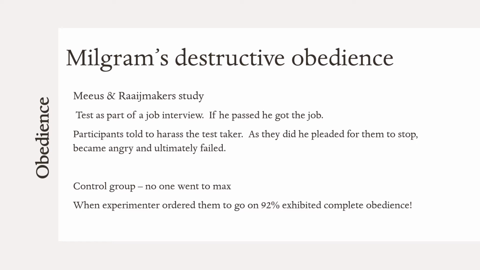The Confederate was to take a test as part of a job interview. If he passed the test, he got the job. The participants were told to harass the test taker. As they did, he pleaded for them to stop, became angry, and ultimately failed. There were 15 stress remarks. In the control group, no one went to the max. But when the experimenter ordered them to go on, 92% exhibited complete obedience.